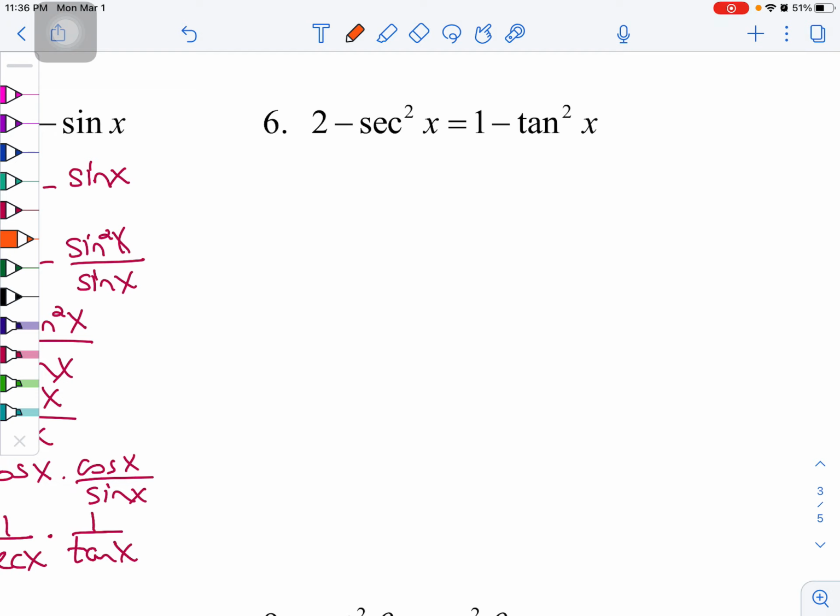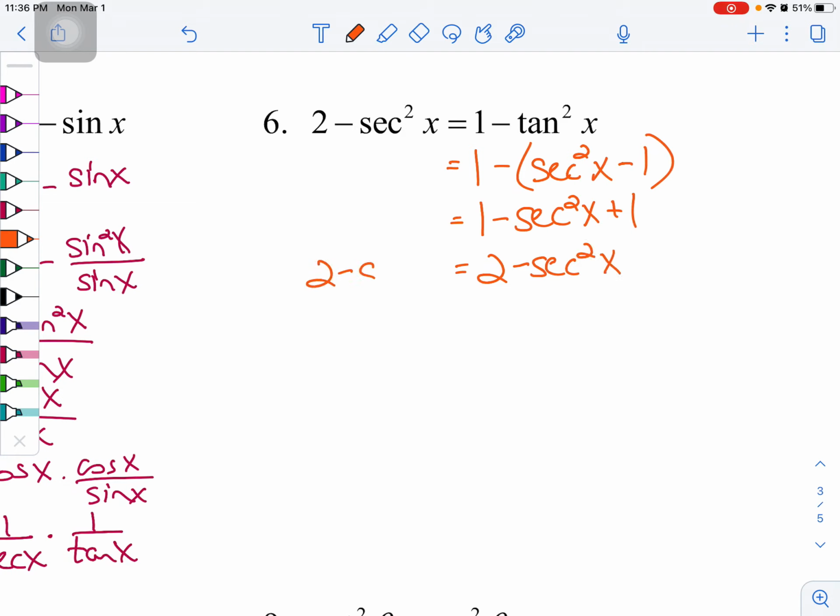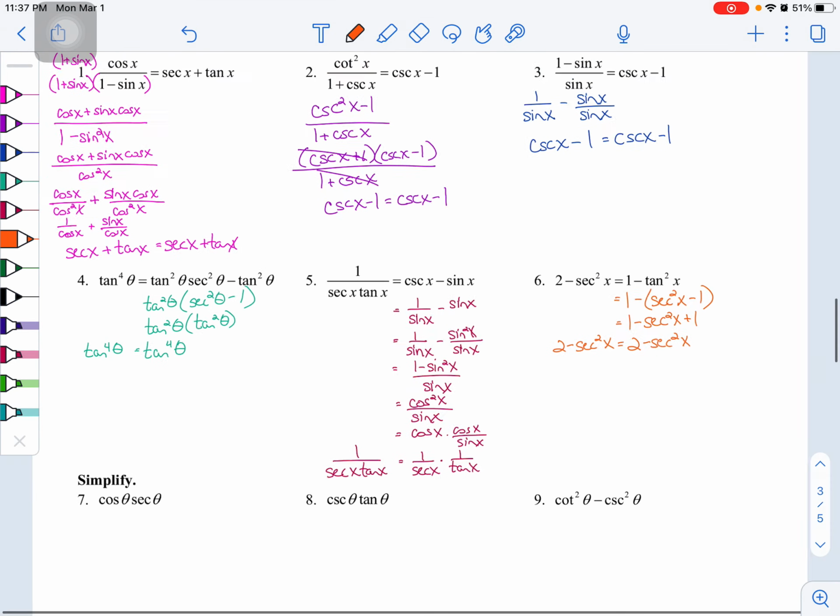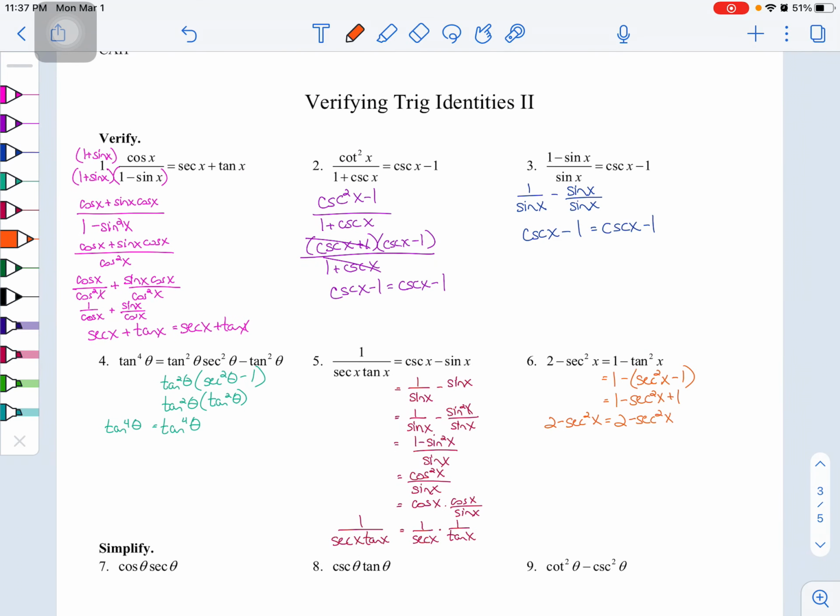All right, last problem. Let's see what kind of mess this one turns into. I'm going to change the right side into the left side. So let's leave that one alone. And then tangent squared x can be rewritten as secant squared x minus 1. So 1 minus secant squared x, distribute, that's going to become a plus 1. So 2 minus secant squared x, 2 minus secant squared x.